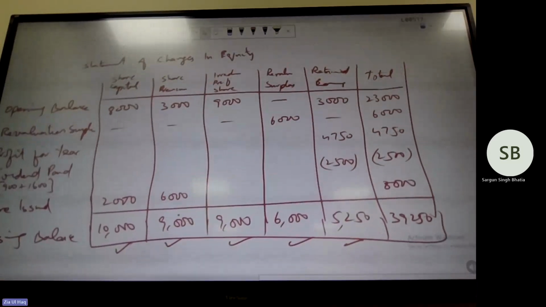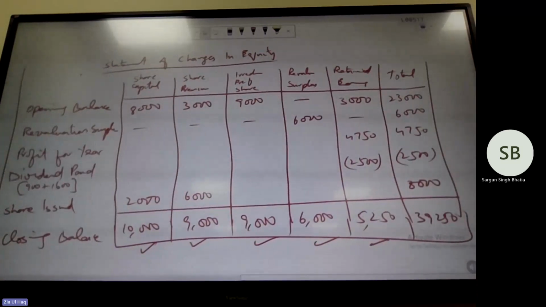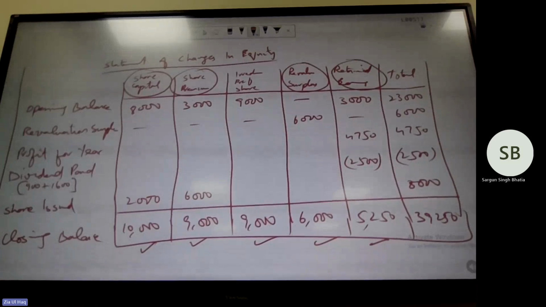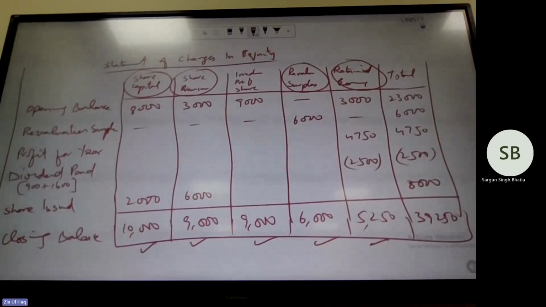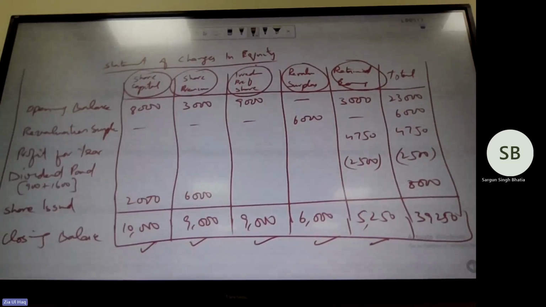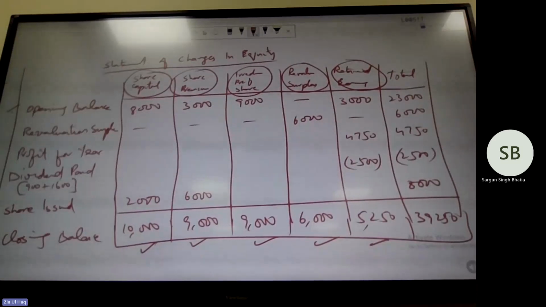And this is how we prepare a statement of changes in equity. The components of the statement of changes in equity are share capital, share premium, revaluation surplus, and retained earnings. These are the normal components. This means we need to prepare a column for each component. If there are irredeemable preference shares, we need to make a column for this as well. We need to record their opening balance.